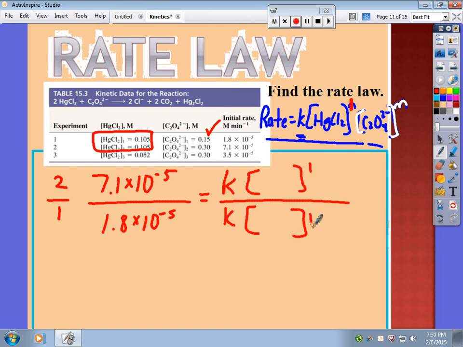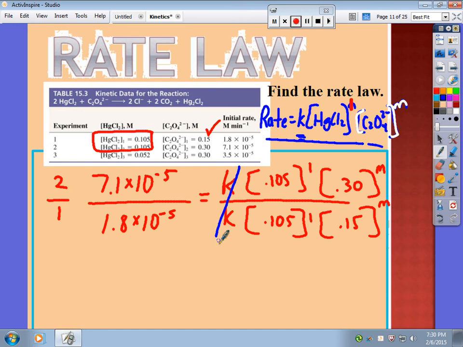Now, I already know this is to the first power. So now I'm going to say, I don't know what this is, so I'm going to put it to the m. And what do I know about HgCl2? It's 0.105. This is 0.30, and this is 0.15. So what's going to happen? K is going to cancel. This cancels. 0.105 to the first power over that is the same thing. Okay, and what happens here? This happens to be 3.9 something, so it's 4, over 2 to the m. So now what is m? m is equal to 2. And what does m equal to 2 mean? That means that this is second order.